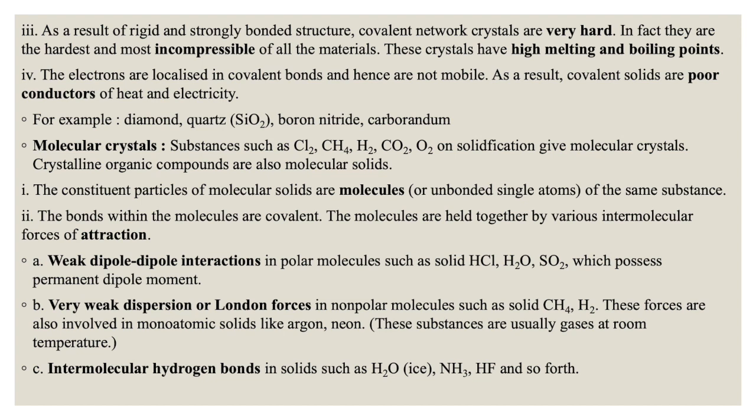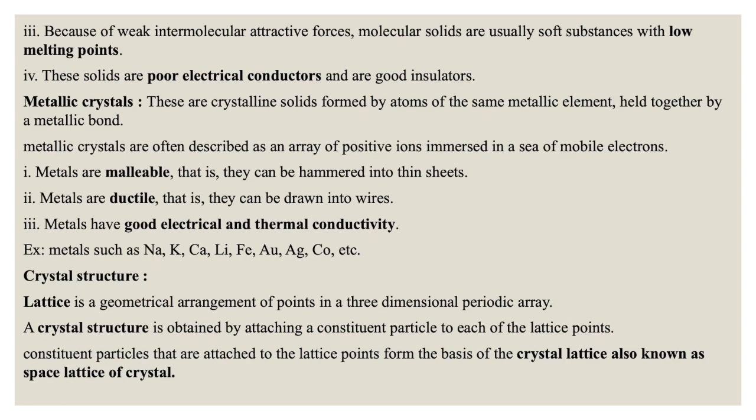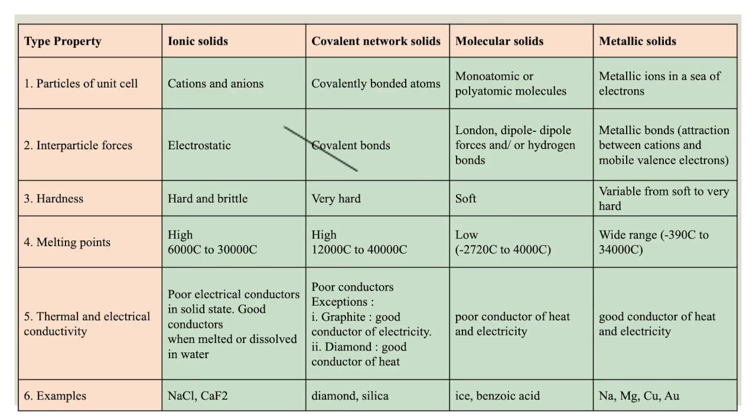Now the third force which exists is intermolecular hydrogen bonds. Intermolecular hydrogen bonds are present in ice, that is H2O, and ammonia, HF and so on. These are weak intermolecular attractive forces. Now this is a table which you can also see in your textbook: ionic solids, covalent network solids, molecular solids and metallic solids.